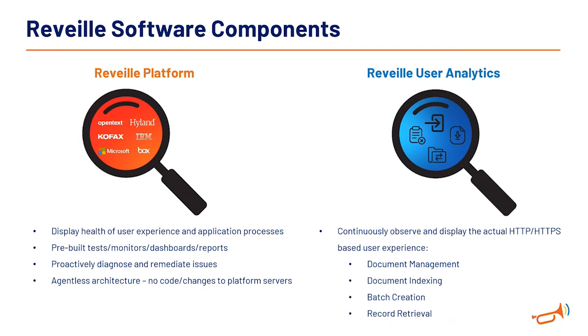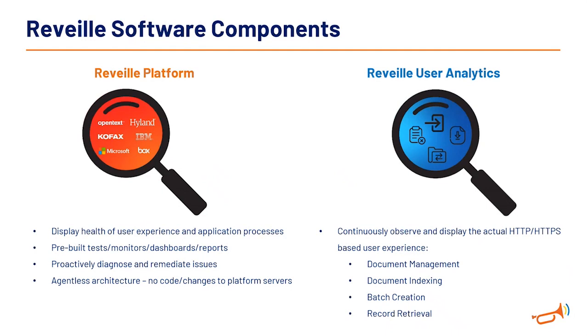So we have this code that sits on a Reveille server in your environment, and your environment can be a cloud, it can be on-prem, or a combination thereof. And that code is pointed at your OnBase environment. And what it's bringing back, we have 60 out-of-the-box tests, dashboards, and reports that bring back how OnBase itself is performing. And we'll get into that in a little bit.